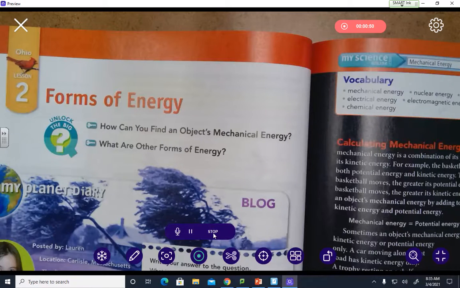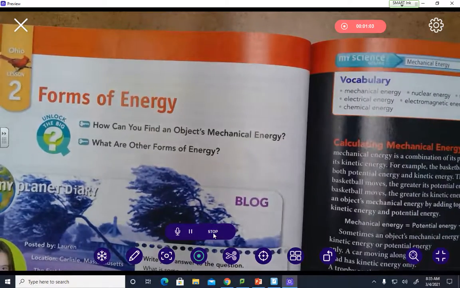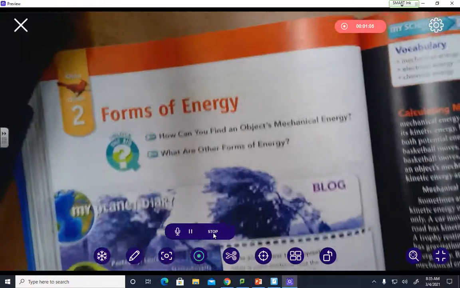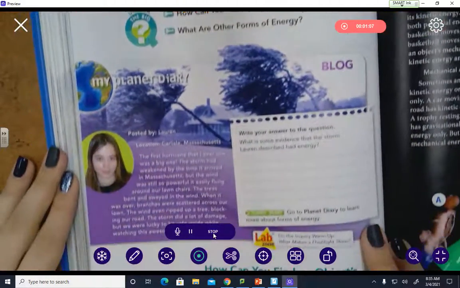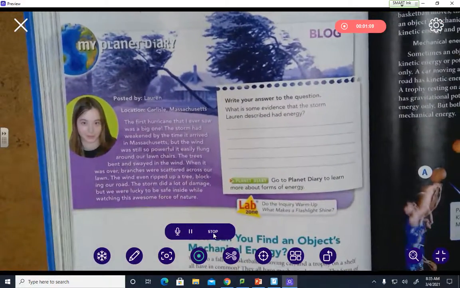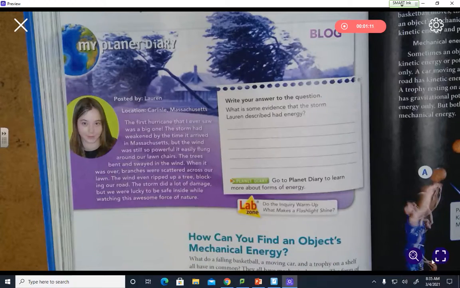So during this lesson, we are going to unlock some big questions. Those big questions are, how can you find an object's mechanical energy, and what are other forms of energy? So let's start out with the My Planet Diary. Let me take this stuff off the screen.